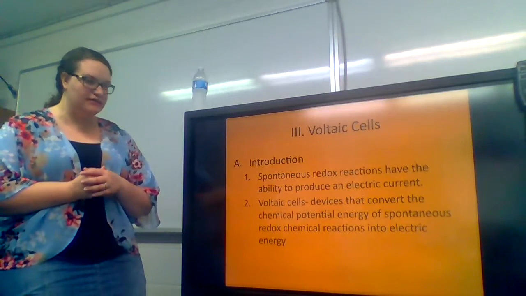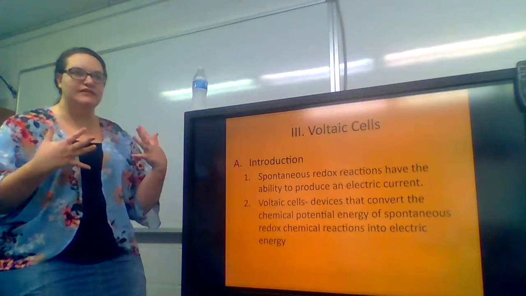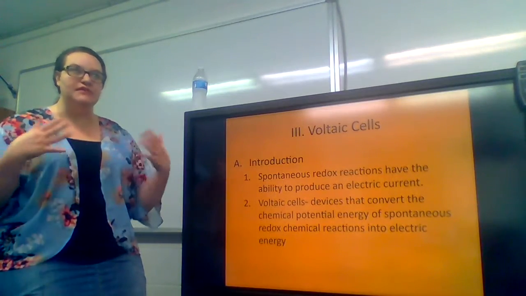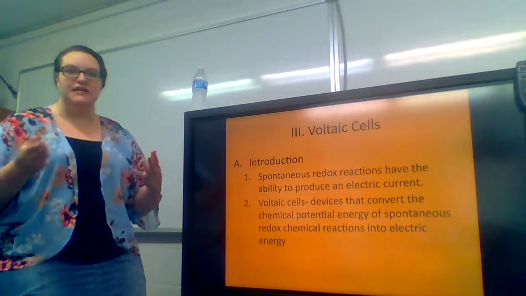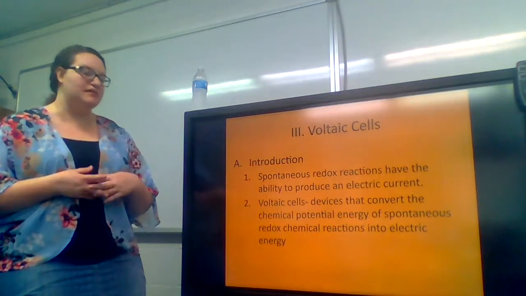And then voltaic cells. The best thing I can think of when I think of a voltaic cell is a battery. Okay, any type of battery. Well, not any type of battery. Larger types of batteries, okay, like car batteries. Perfect example of a voltaic cell.